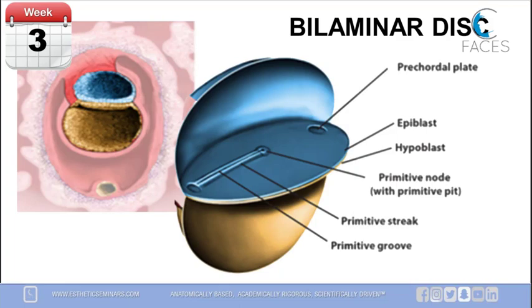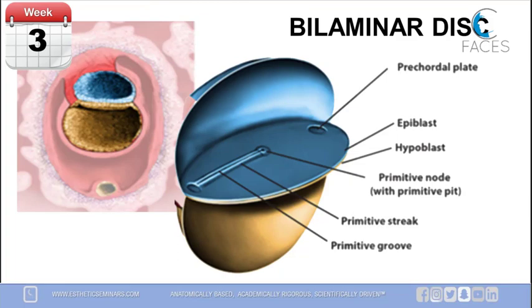Here's a schematic view of the bilaminar disc, where you can see the epiblast and the hypoblast. To help orient you, the epiblast layer is adjacent to the amniotic cavity, and the hypoblast is adjacent to the primitive yolk sac. This yolk sac provides nutrition and gas exchange between the mother and the developing embryo. It's also the main organ of embryonic blood cell production via blood islands near the yolk sac.